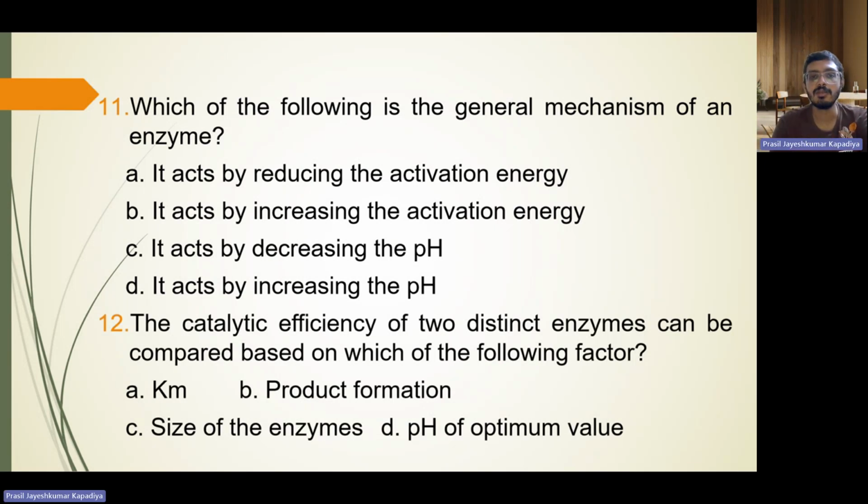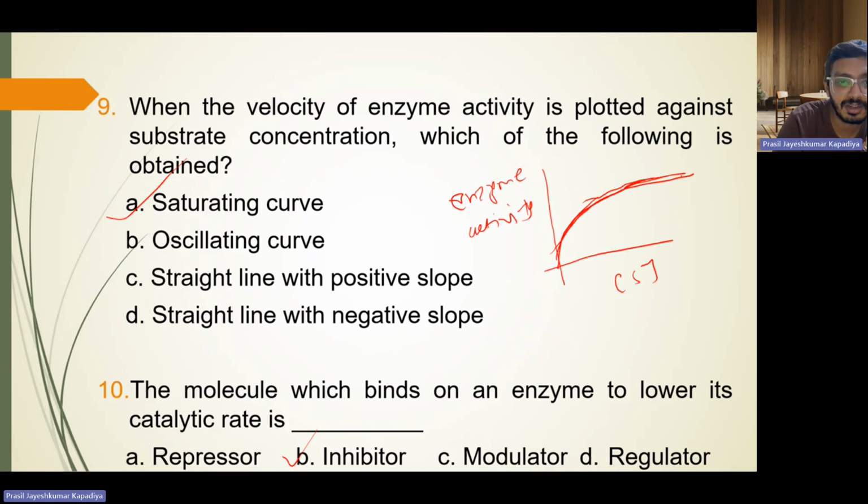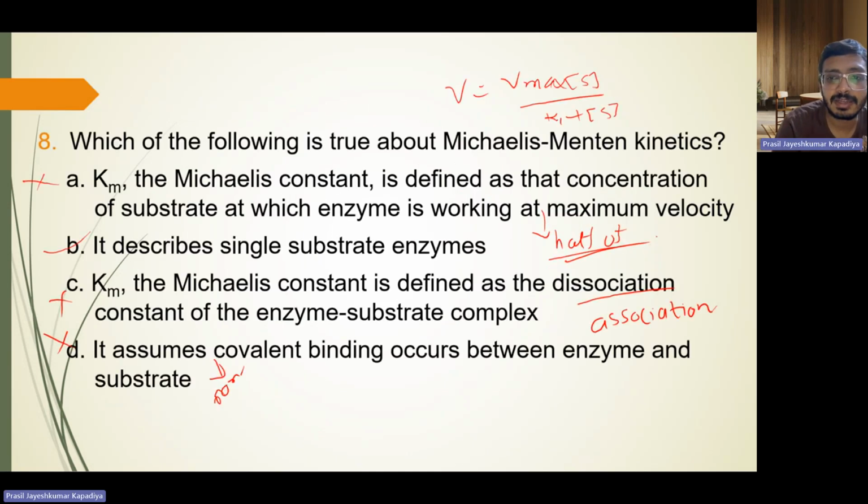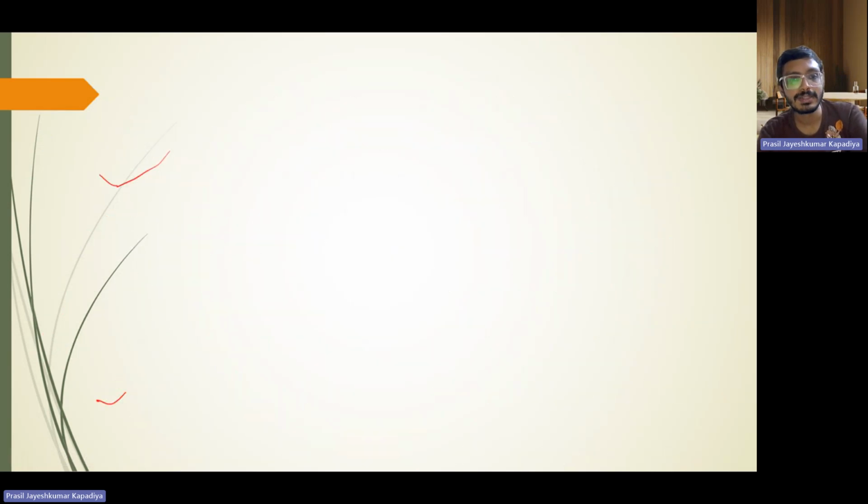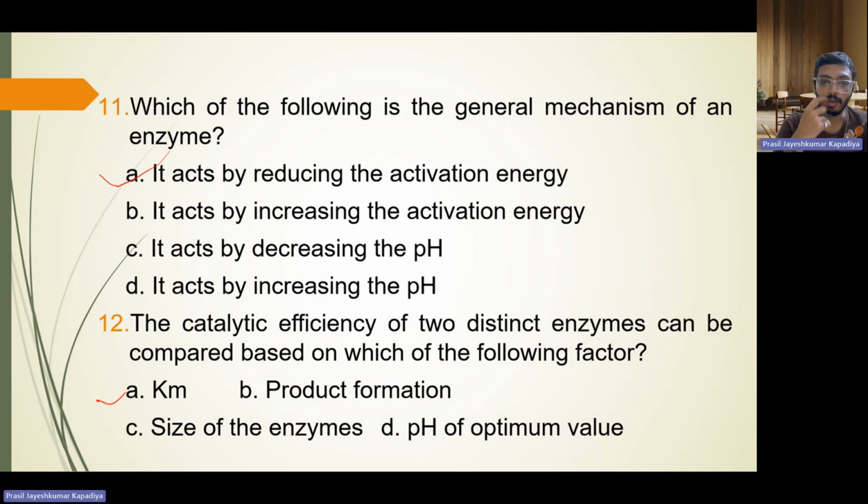Which of the following is the general mechanism of an enzyme? So it acts by reducing the activation energy. See, in catalyst part, what is the role of catalyst? It reduces the activation energy. So similarly, in enzyme part also it reduces the activation energy. Okay, the catalytic efficiency of two distinct enzymes can be compared with the value of Km. The Km gives the association constant of substrate enzyme complex. So how its affinity, that is told by value of Km.